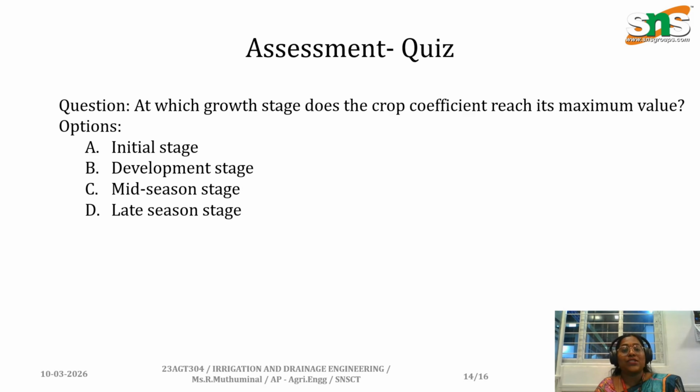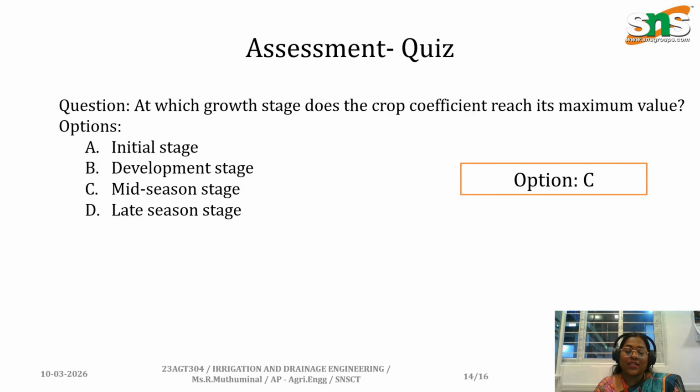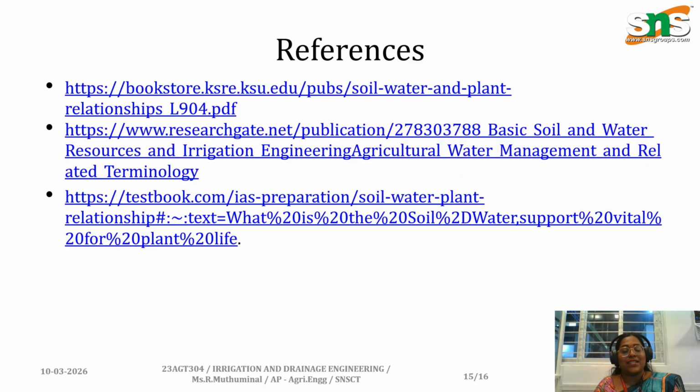Here is the assessment question for today's session. At which growth stage does the crop coefficient reach its maximum value? Options are initial stage, development stage, mid-season stage, and late season stage. As we have seen earlier, the answer is mid-season stage.